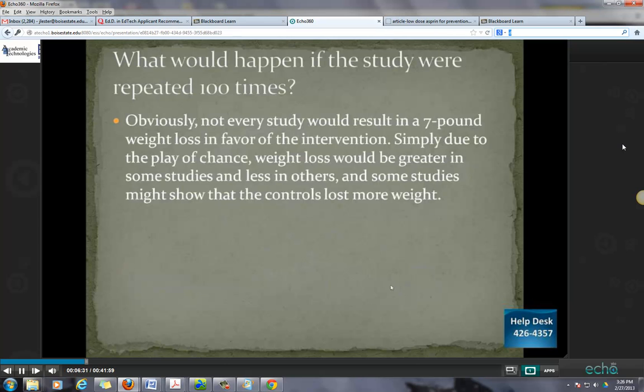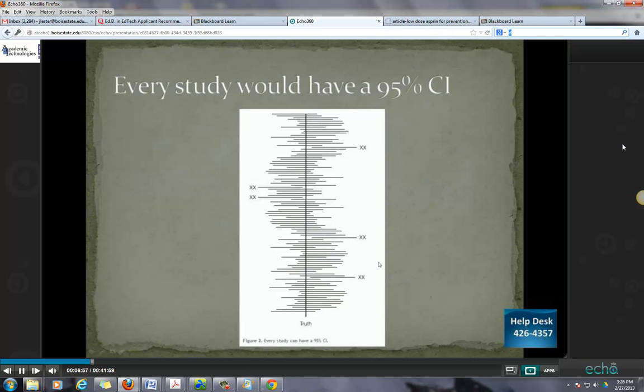Okay, what would happen if the study were repeated 100 times then? What does the confidence interval tell us? Well, obviously, if we repeated the study 100 times, not every time is the average weight loss going to be 7 pounds. Because of chance, there will be some studies where, if we did all the exact same steps, patients would lose more than 7 pounds, and in some they would lose less. So each one of those studies would have a 95% confidence interval reported.